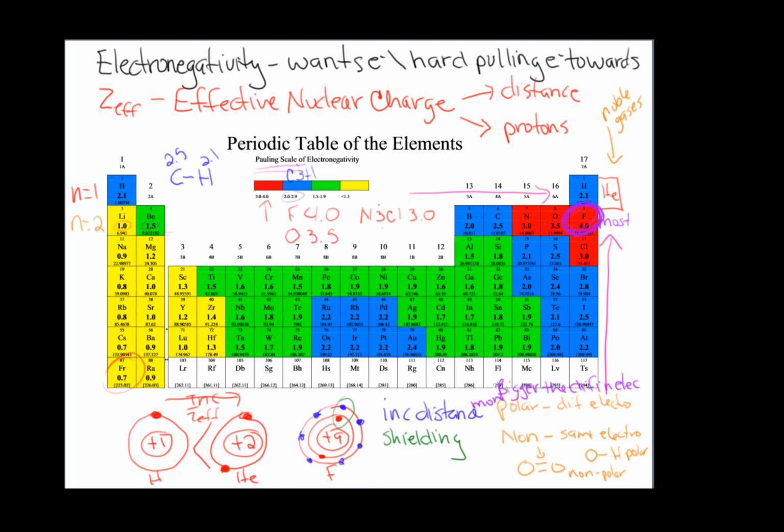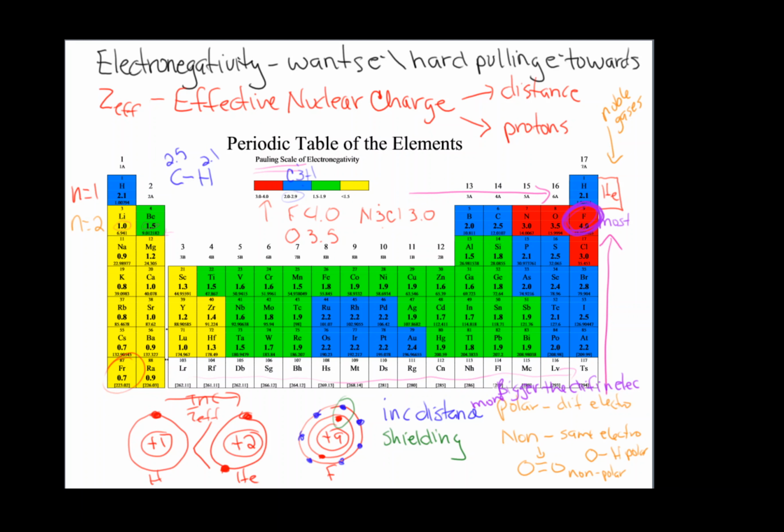We know why the noble gases are not showing up because they do not want electrons. Yes, they have effective nuclear charge, but they do not want electrons, so we don't consider them with electronegativity. And then there's a few things missing on this periodic table. Do you see that there's no numbers right here? And then I'm missing the lanthanides and the actinides.